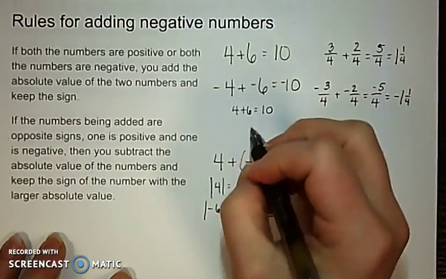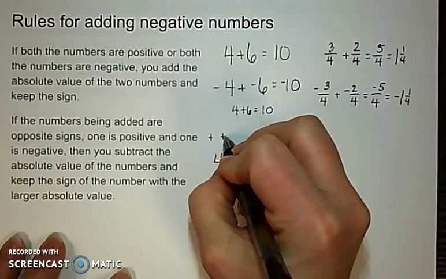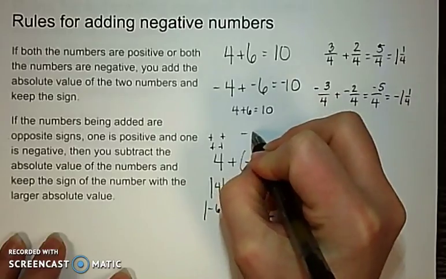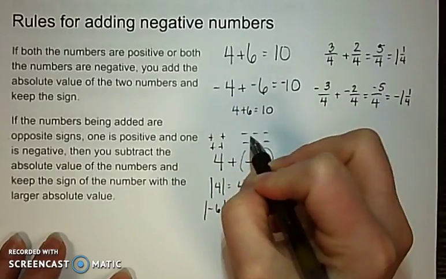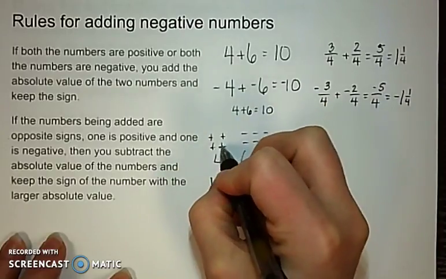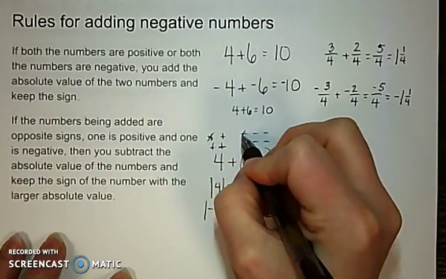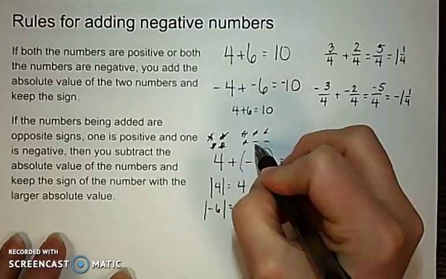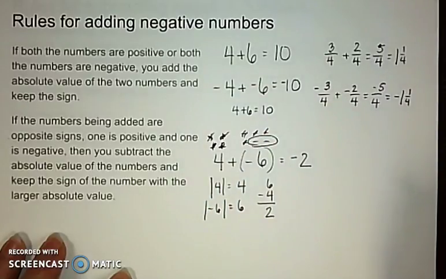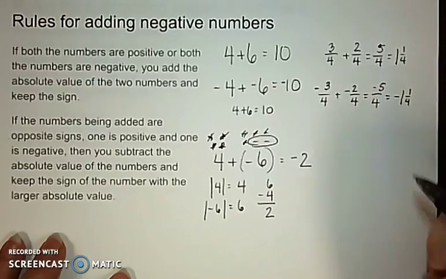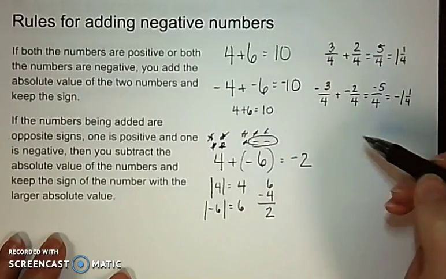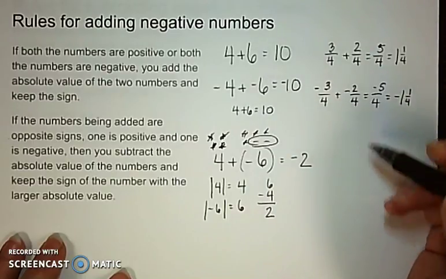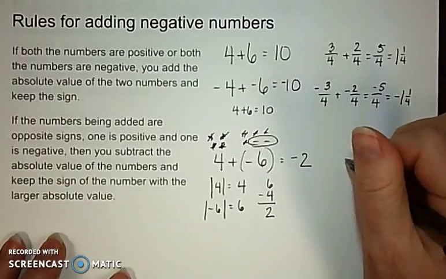Another way you can think of this is I have 4 positives and 6 negatives, and a negative and a positive cancel each other out. So I can get rid of 1 from each side, going back and forth, while I end up with 2 negatives. So that's another way you can work your way through it. Once again, I can do the same thing if I have rational numbers or I have fractions or decimals involved.